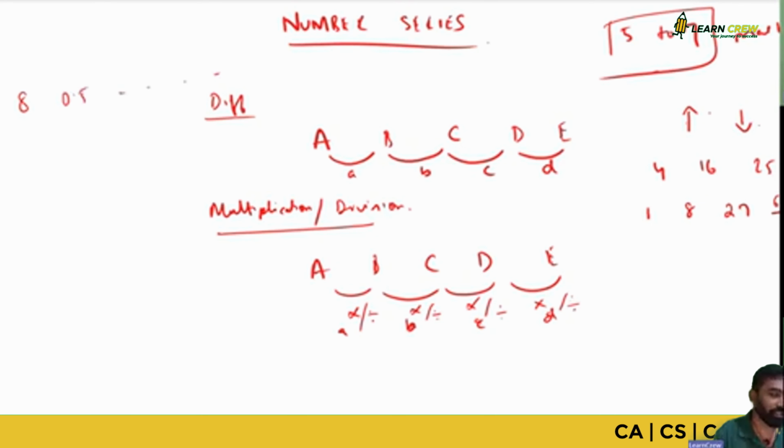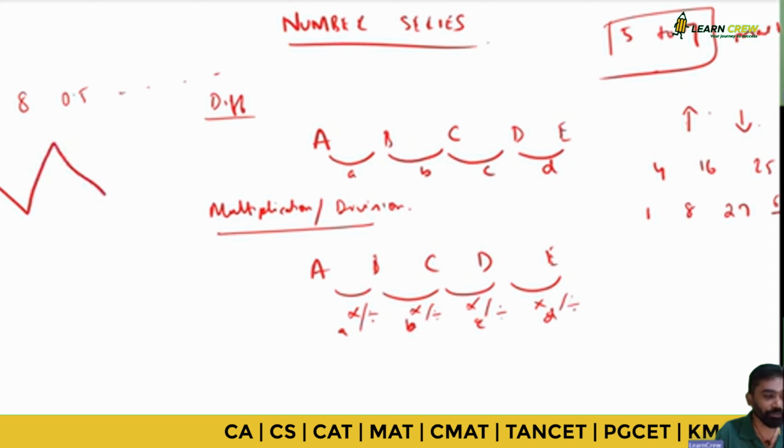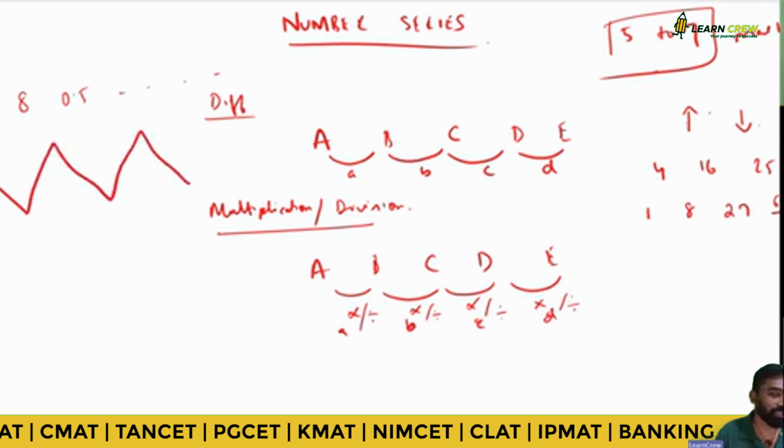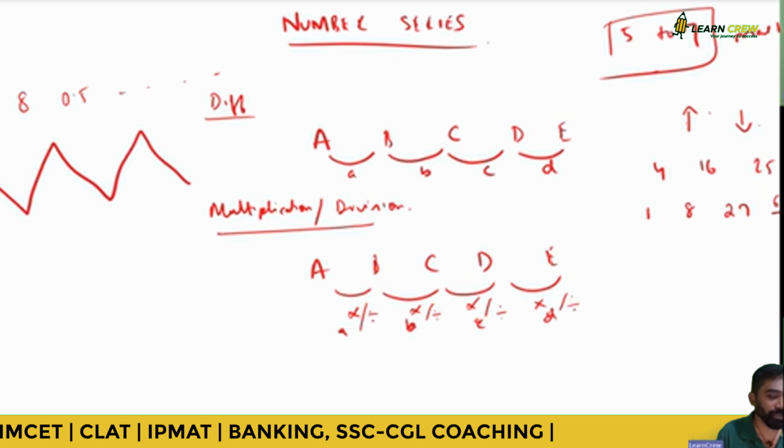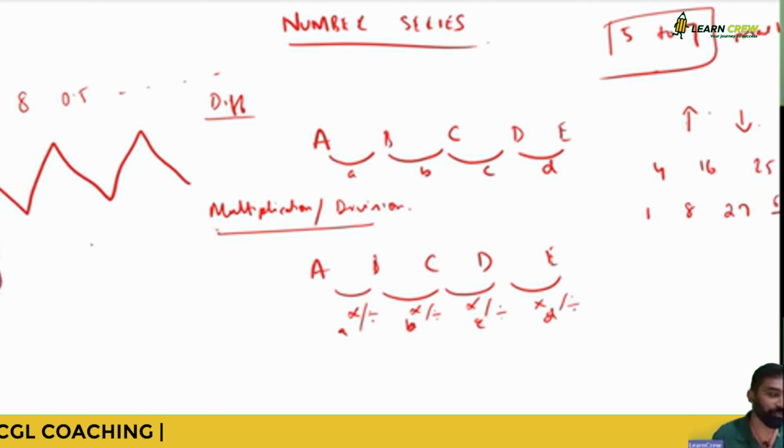So in this case, when it keeps going up and down, mostly the multiplication factor is 0.5. Mostly, 90% of the time it will be 0.5, so you have to multiply it by 0.5. Else, in some cases, in your mains exam or something, they might come up with 0.25 or 0.75.